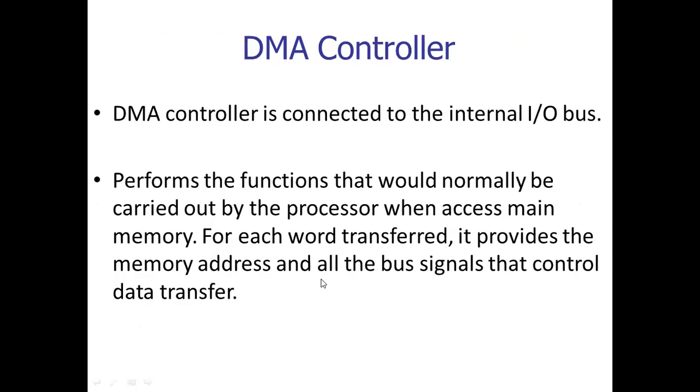The DMA controller is connected to the internal I/O bus and performs the functions that would normally be carried out by the processor when accessing main memory. For each word transfer, it provides the memory addresses and all the bus signals that control the data transfer.